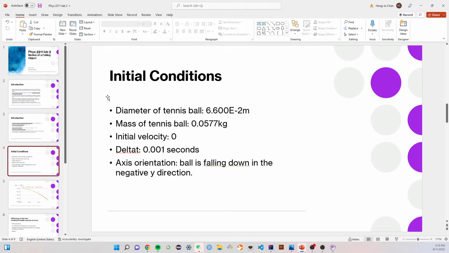So these are the initial conditions. This is the diameter of the tennis ball, mass of tennis ball. Initial velocity is zero, meaning that we're just letting go of the ball and letting it free fall. Delta t would be 0.001 seconds, which is how often we'll update our position and velocity. Axis direction is in the negative y direction. Since the ball is falling down in the negative y direction, I feel like it would make sense. So in our graph later, you'll see that the position will become increasingly more negative, and the velocity will also be a negative number.